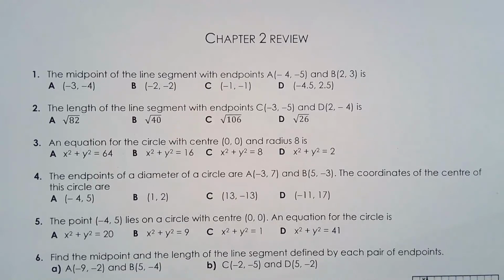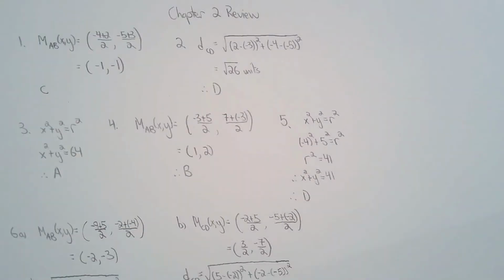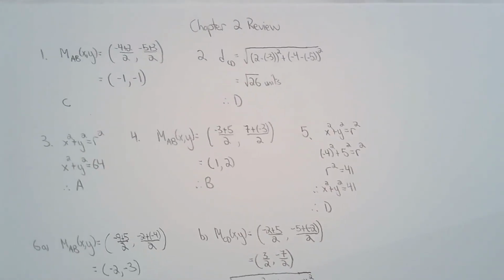In this video, we'll pick up the Chapter 2 review homework sheet. So for the first 5 questions, they're actually just multiple choice questions. Question 1, they're asking us to find the midpoint given the endpoints, so just use the midpoint formula, and you'll see that the correct answer is choice C.